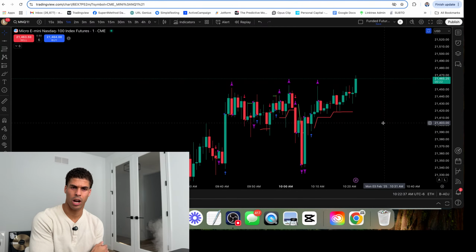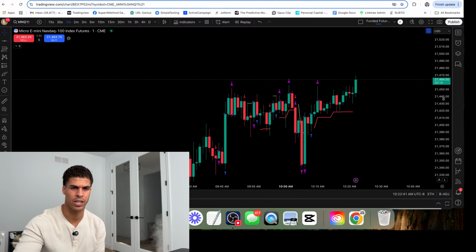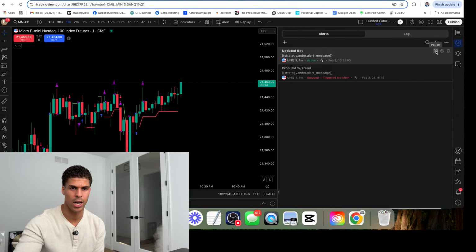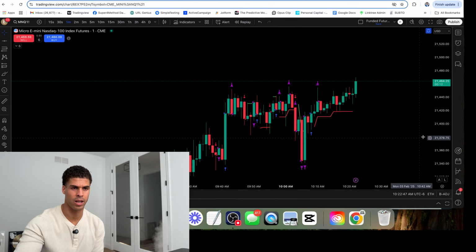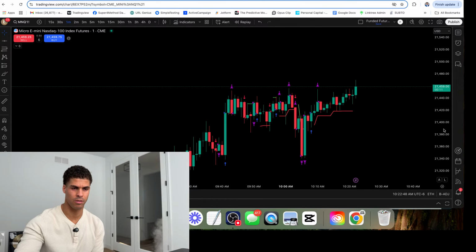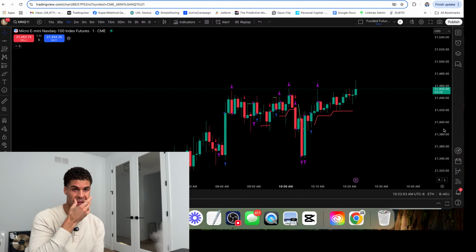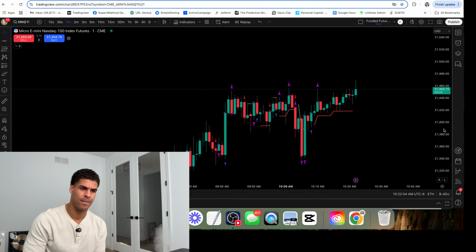The reason I like the automated entry is it takes away your ability to psych yourself out. It just enters for you. If you want to stop it, then you just go to your alerts and you hit pause, and then there won't be any trades that get taken. That's how you stop it. But I do prefer the automatic entry.